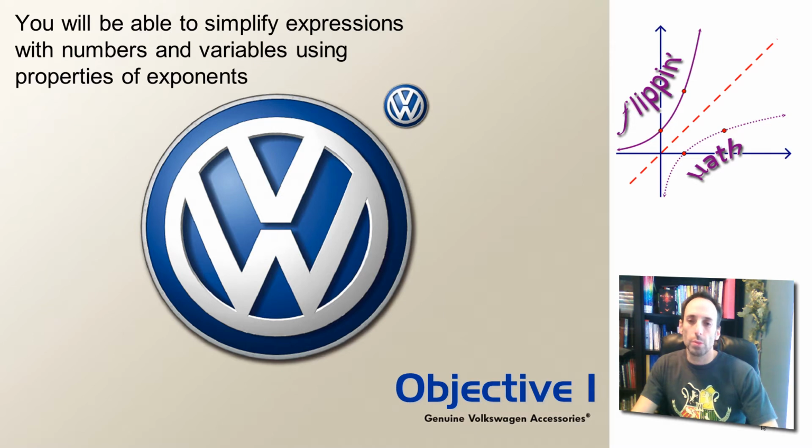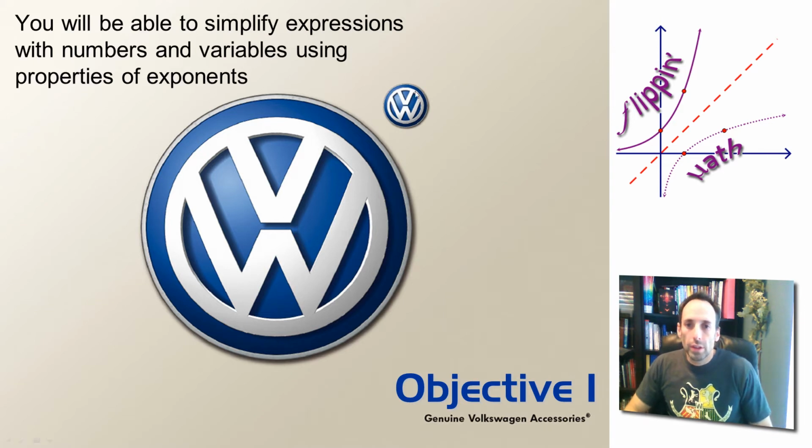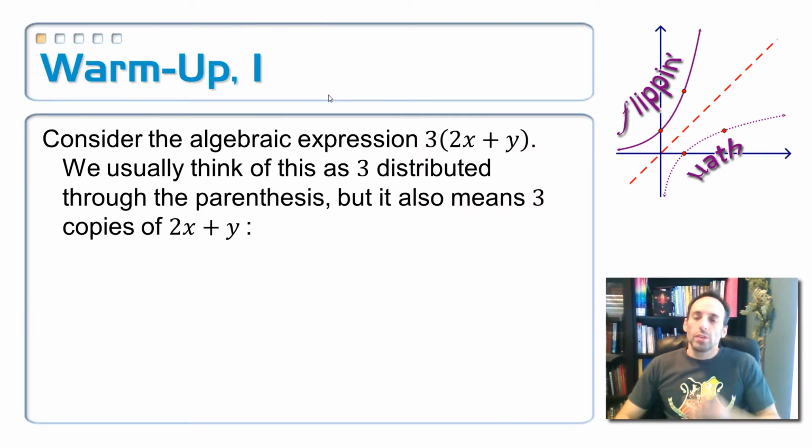So again, just one objective, being able to simplify expressions that have powers, properties of exponents, either with numbers or with variables. In this image here, taken from an advertisement for genuine Volkswagen accessories, you can see the little Volkswagen symbol is used as an exponent on the larger one for some reason. I'm not going to discuss exactly why, because maybe you're going to see this image again soon. Anyway, here's a warm-up question.